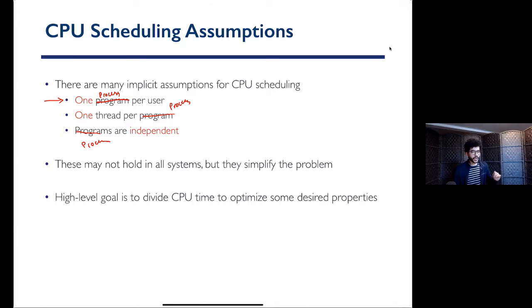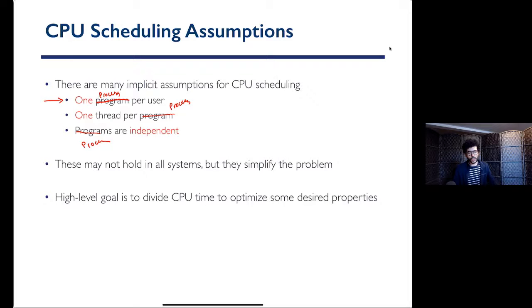Are you being just fair among all threads? Are you going to be fair among all processes? Or are you going to be fair among all users? And you can see that each one of these has its own importance. So for example, if you're a data center manager and you have users, you don't really care about how many processes or threads they have. You want to be fair among users.